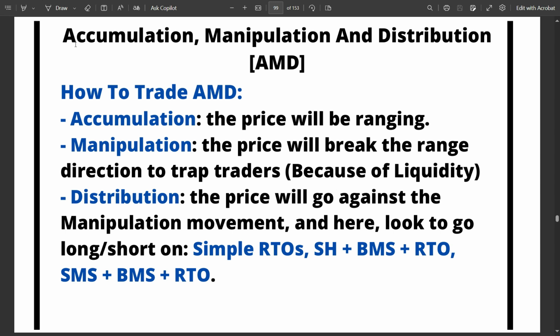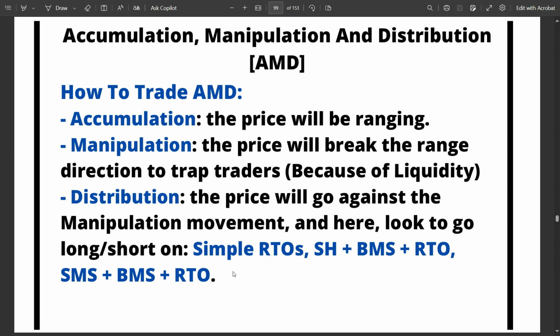Now let's move on to the topic of accumulation. In the accumulation phase, price moves within a range and is manipulated in the opposite direction. You can find stop hunt, BMS, and RTO here. Sometimes price rises and you'll see a small BMS. You have to accept that the book illustrates this scenario.